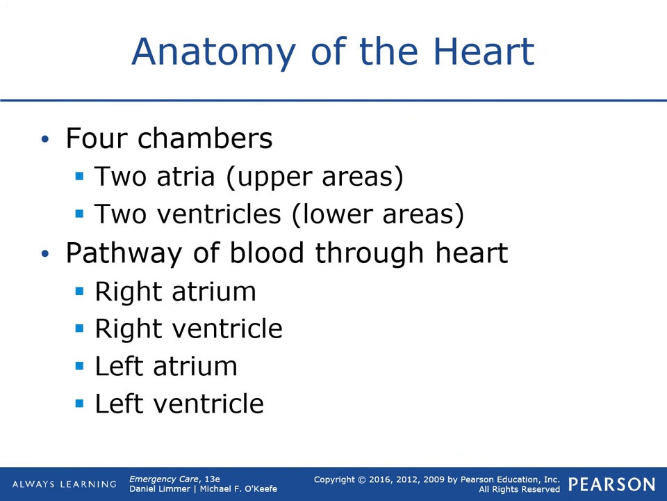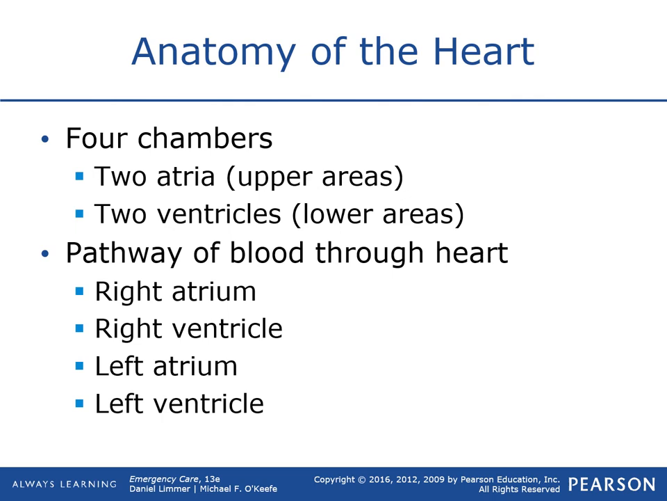Your heart is separated into four different chambers. You have the upper areas and the lower areas. The upper areas are called the atria or atrium, and your lower areas are called the ventricles. You have your left side and your right side. So that divides them into the four different chambers. You have your right atrium, your right ventricle, your left atrium, and your left ventricle.